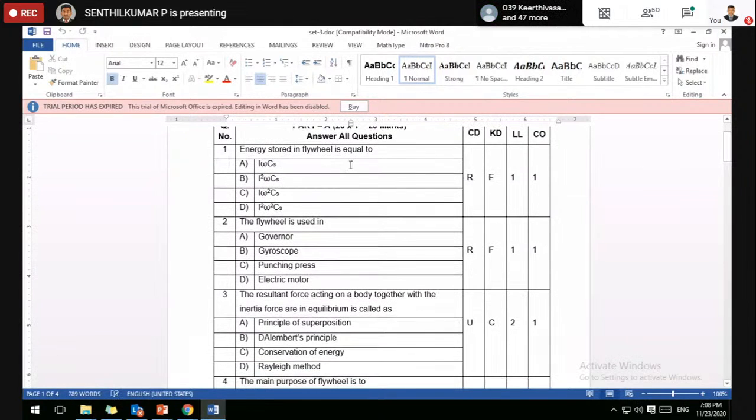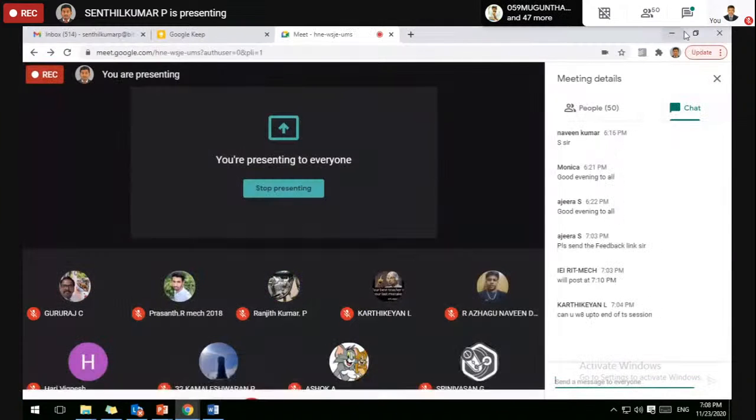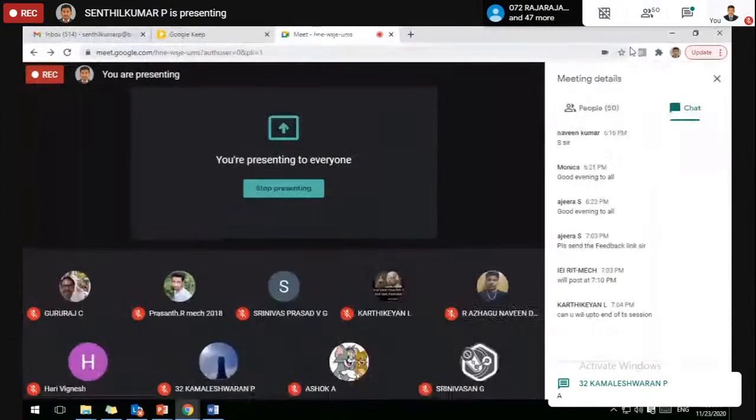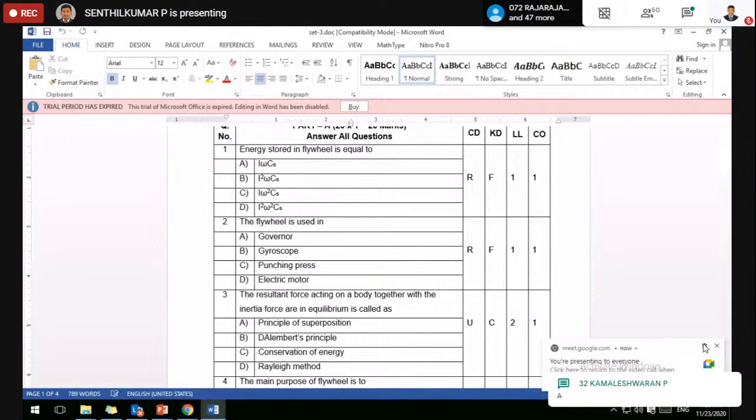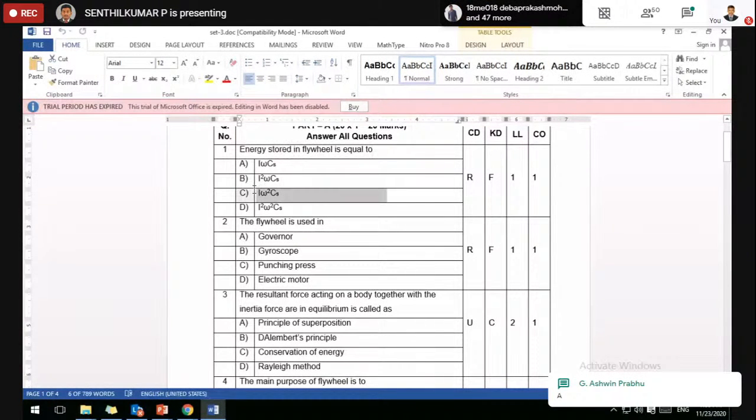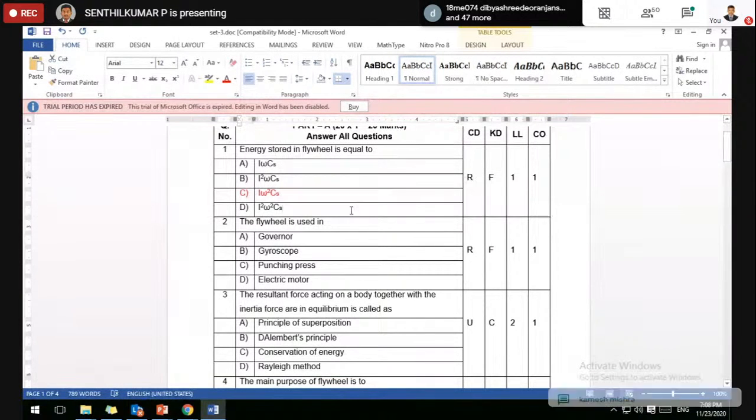So, energy stored in a flywheel is equal to. Can anyone tell me the answer for this question? Energy stored in a flywheel is equal to. Let me see the number of participants. I think 50 participants. Can you tell me the answer? Yes, see, energy equals half I omega squared. Sometimes they will change that omega value. Instead of omega, they will apply 2 pi N by 60. They will rearrange the terms and ask you. So you have to be very clear, but here it's given directly.